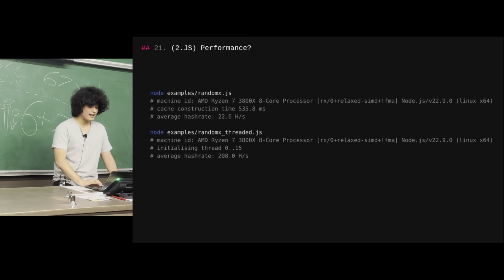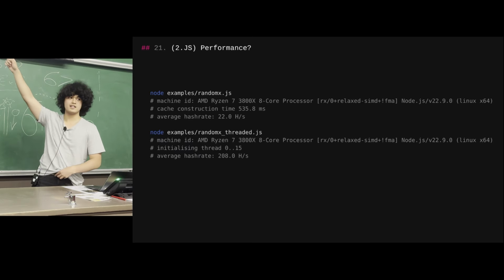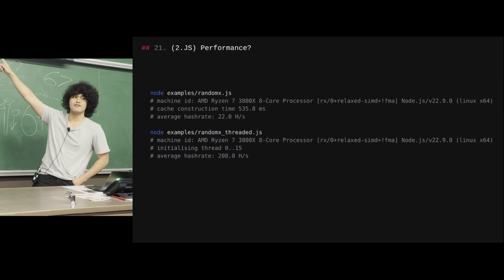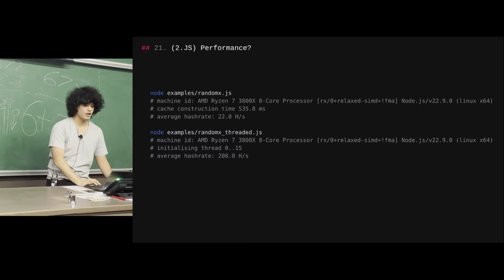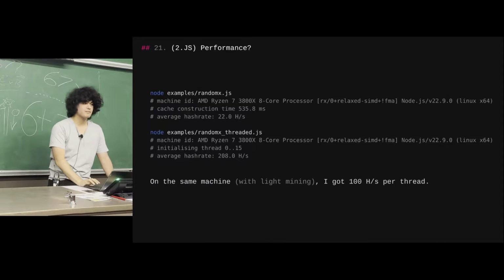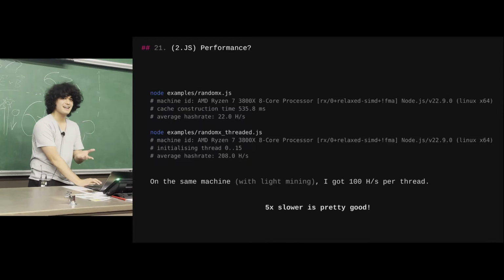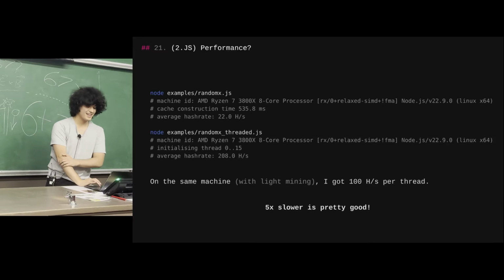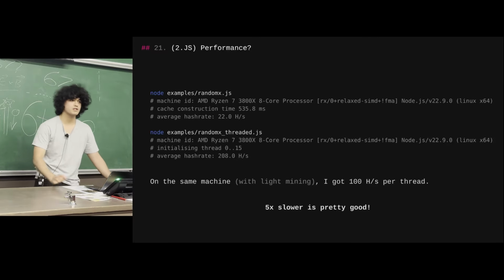So how's the performance? Naively mining in a loop, 22 hashes a second. Naively mining on all the threads, 210 hashes a second. That's pretty slow, but on the same machine, I get 100 hashes per second on the same thread. So 5 times slower is pretty good, given what I'm up against. I'd consider this a win because it's much better than the 1 hash per second figure speculated by Tevador.